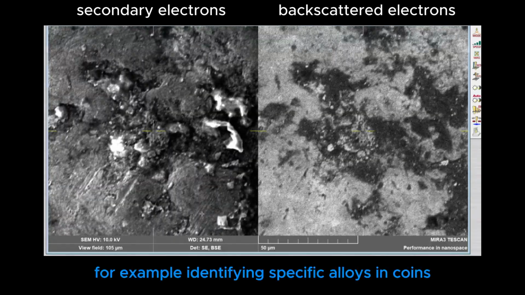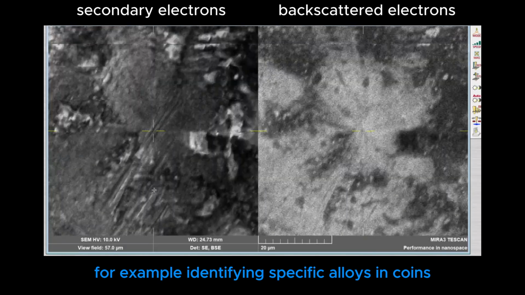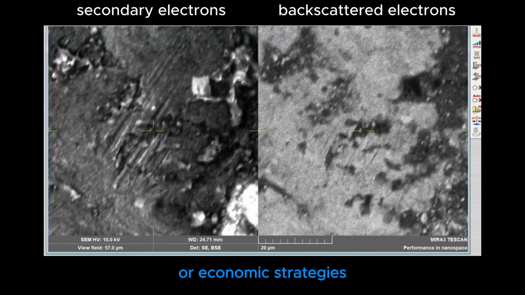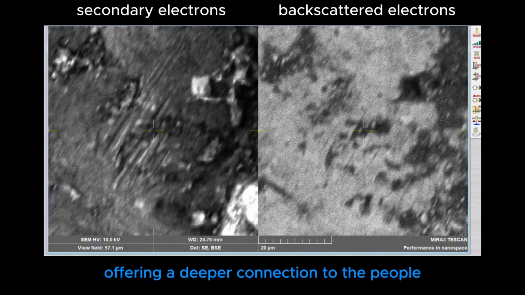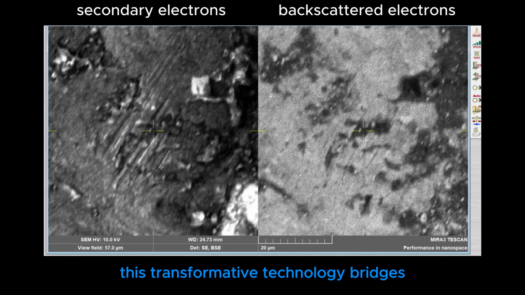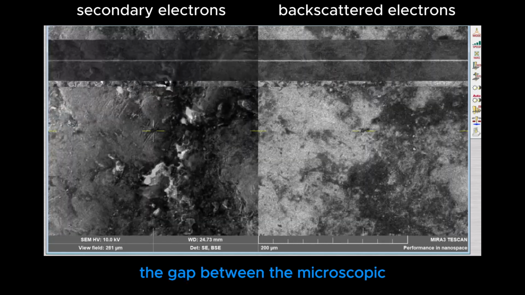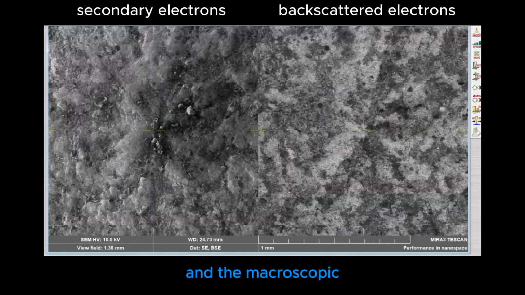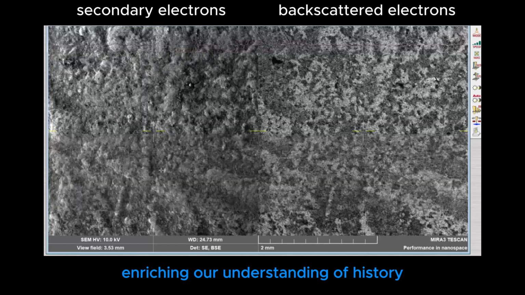For example, identifying specific alloys in coins can point to regional minting practices or economic strategies, offering a deeper connection to the people and societies that created them. This transformative technology bridges the gap between the microscopic and the macroscopic, enriching our understanding of history.